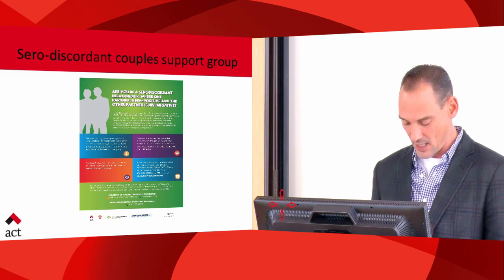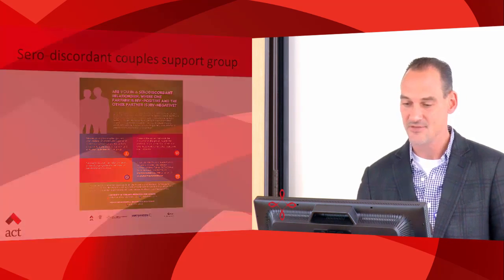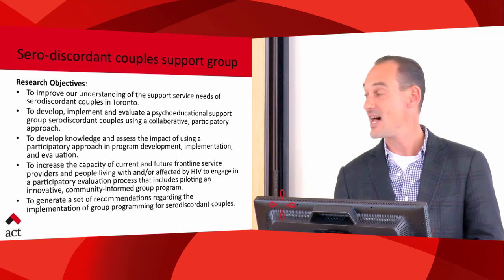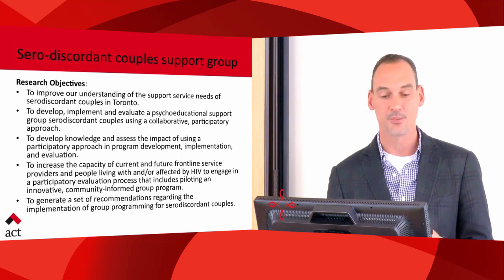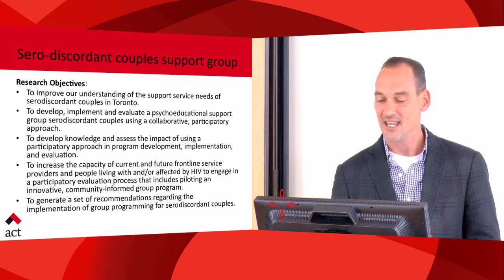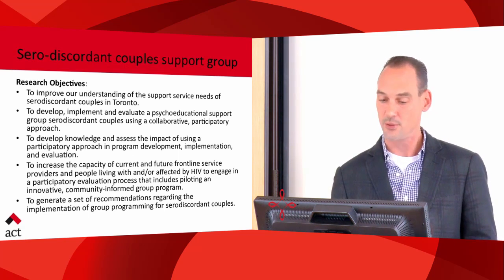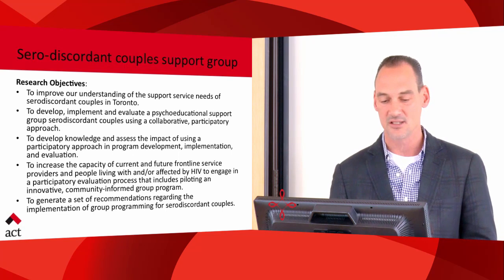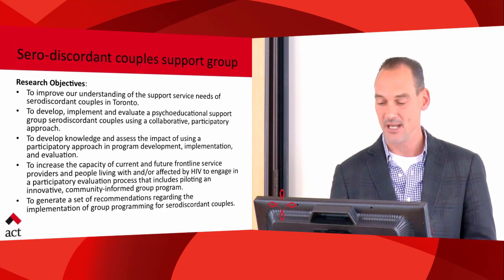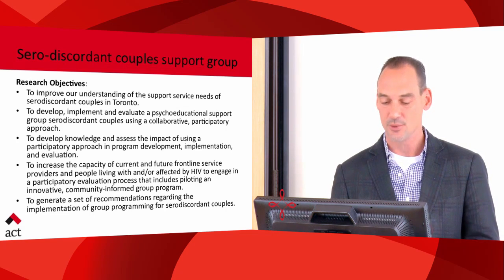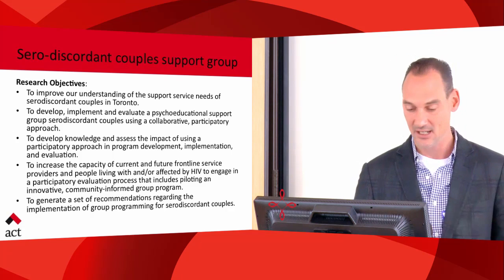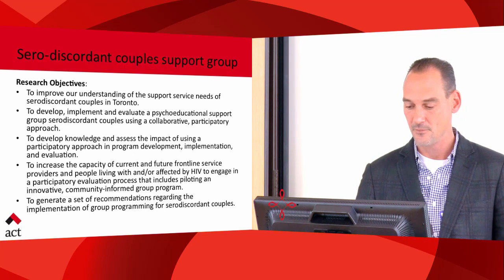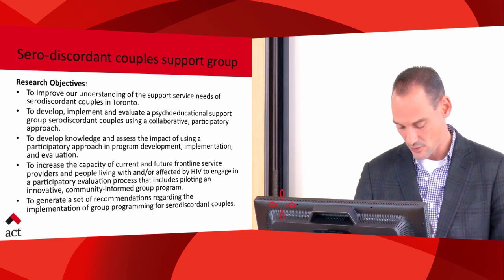In a participatory project. And the objectives are as follows: to improve our understanding of the support service needs of serodiscordant couples; to develop, implement, and evaluate a support group using a collaborative participatory approach; to develop knowledge and assess the impact of using a participatory approach in program development, implementation, and evaluation; to increase the capacity of current and future frontline service providers and people living with HIV or affected by HIV to engage in participatory evaluation processes. That includes piloting an innovative community-informed group program, and generating a set of recommendations regarding the implementation of programming for serodiscordant couples.